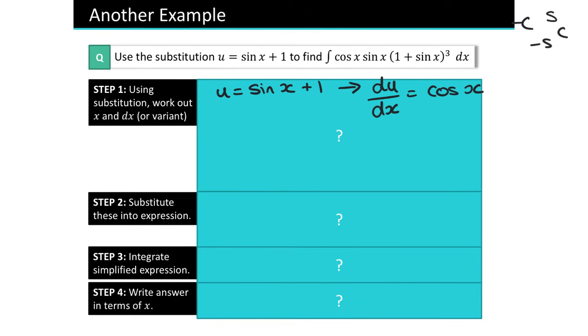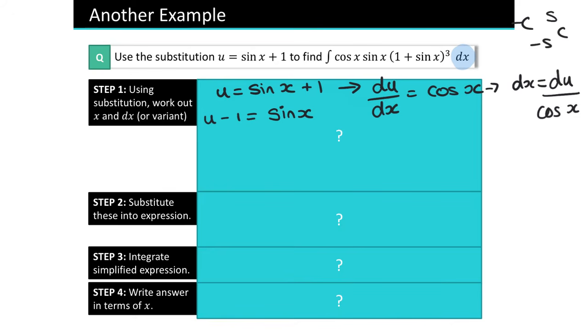Perfect. I now need to rearrange this to get what? dx. Okay, because why do I rearrange? The whole point of differentiating this is so that I can get this dx substitution here. If I rearrange this now, I get dx equals du over cos of x. Perfect. Okay, now let's rearrange u. So u minus 1 equals sine of x. Okay, perfect.